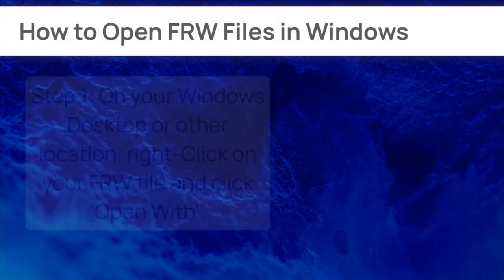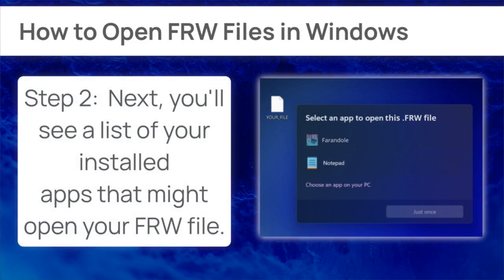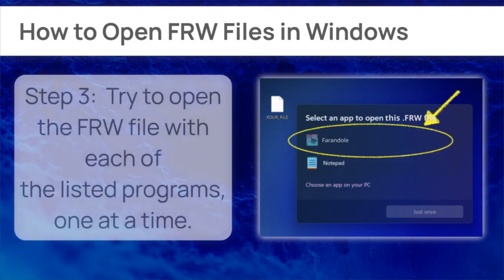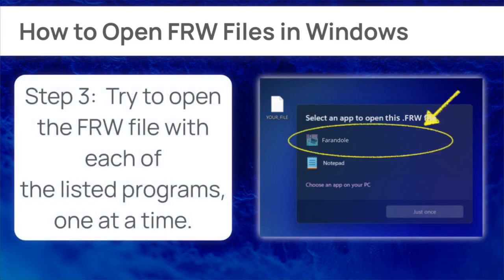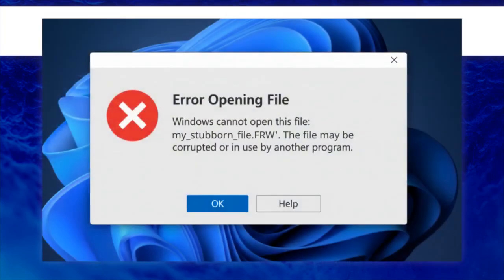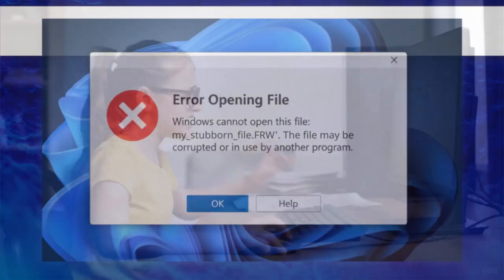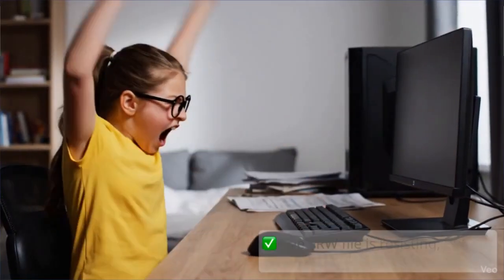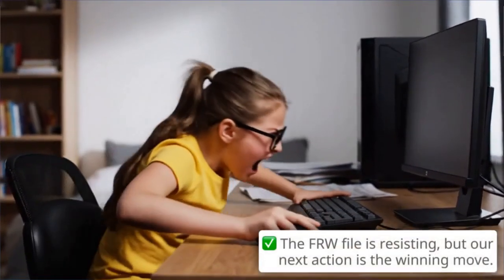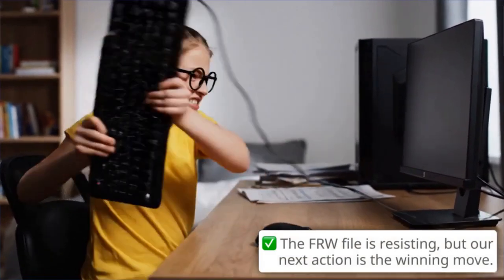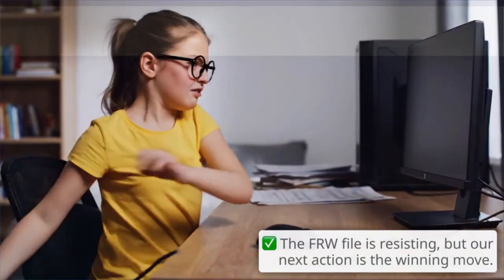Right-click the FRW file and choose Open With. If Farandole is an option, select it first. Otherwise, try another tool from the list. Compatibility is key. When your FRW file does not open, it is usually a small issue. This FRW format requires a precision approach. The error isn't random. Let's go through this quick checklist to ensure every necessary component is verified.